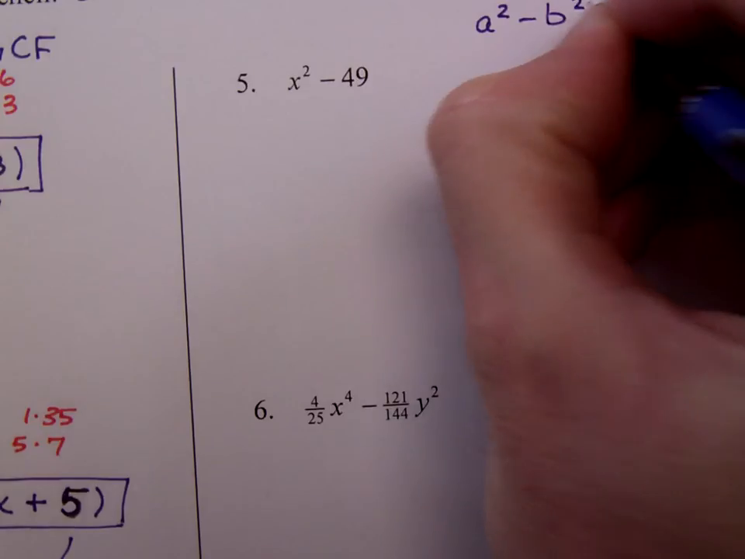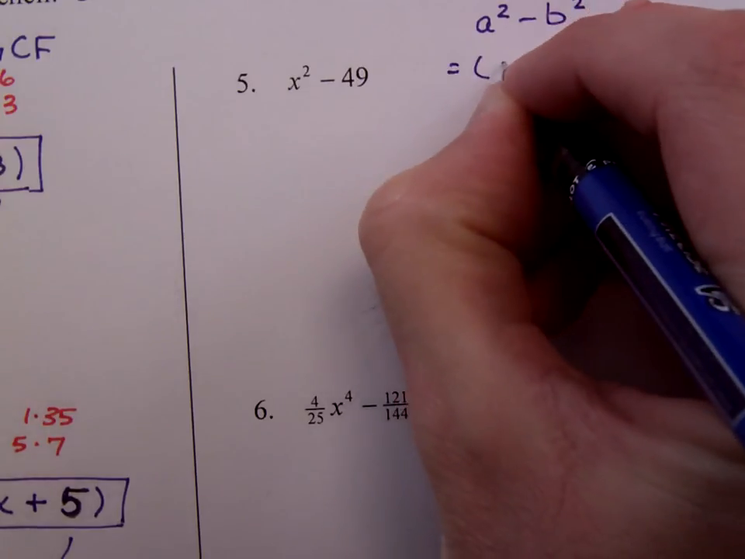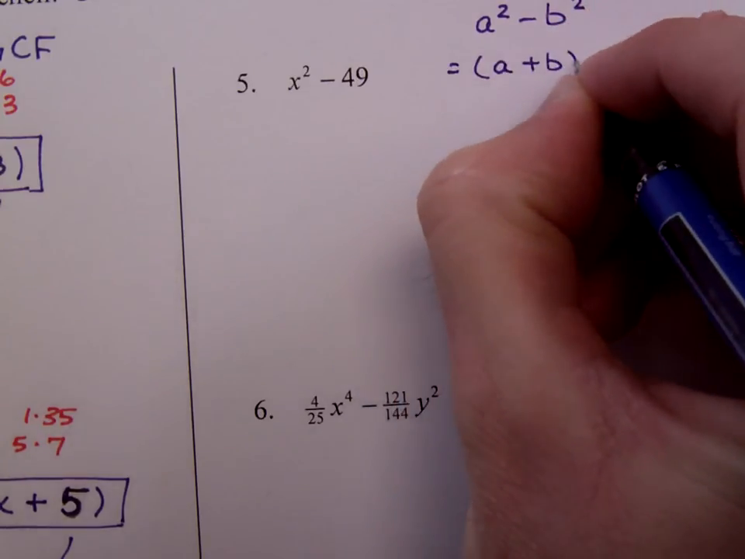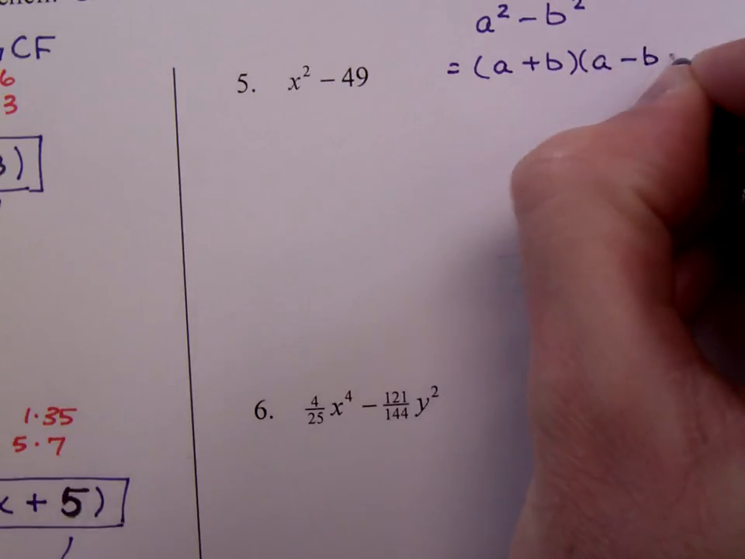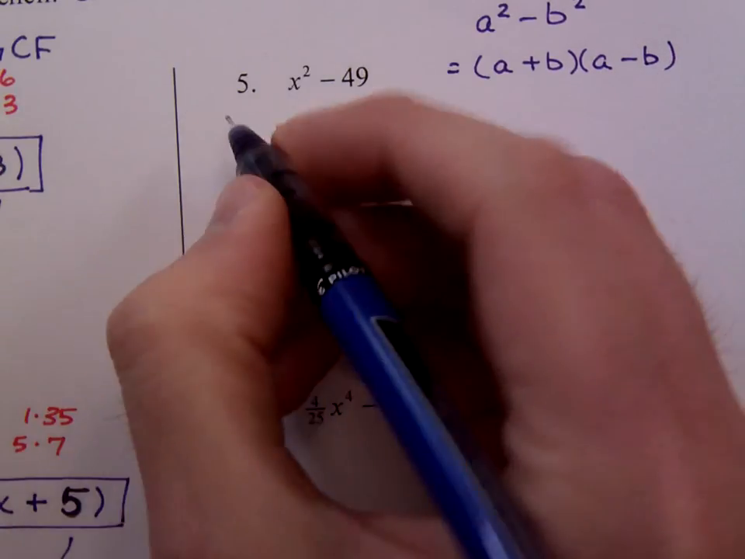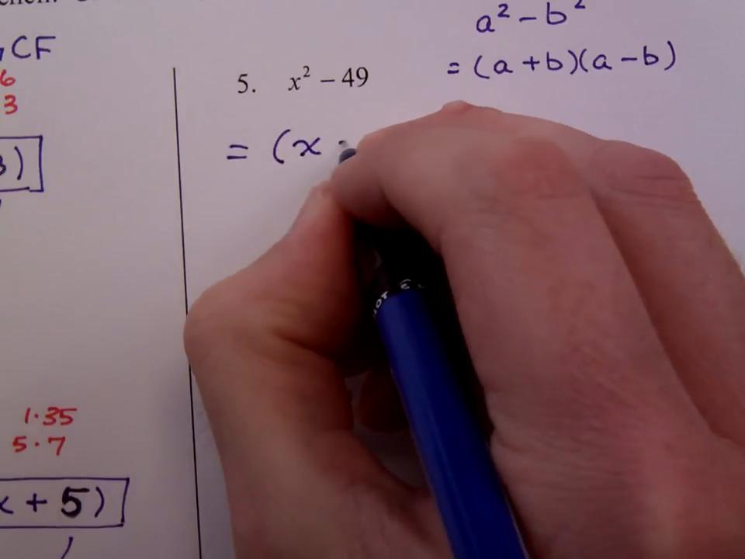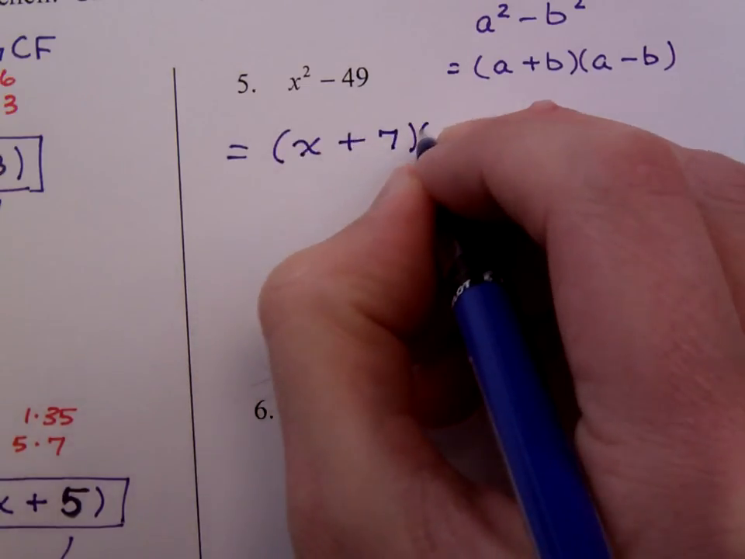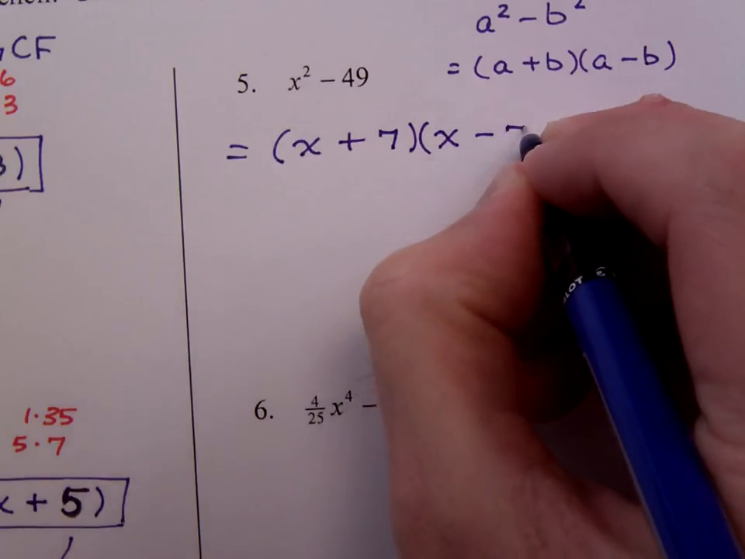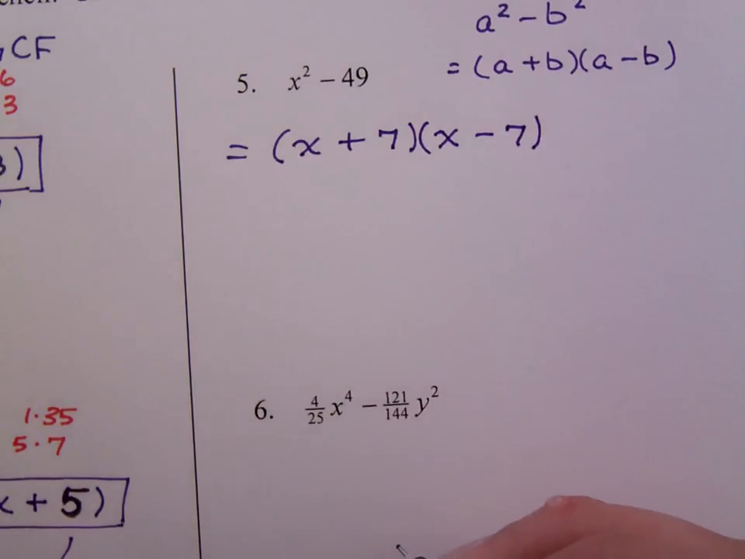Remember that when you're factoring, if you have the difference of squares, that factors as a plus b times a minus b. So for number 5, this is the difference of 2 squares. So it's the difference of x and 7 squared. So the factorization is just x plus 7, x minus 7.